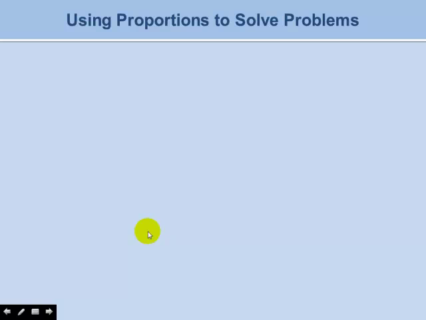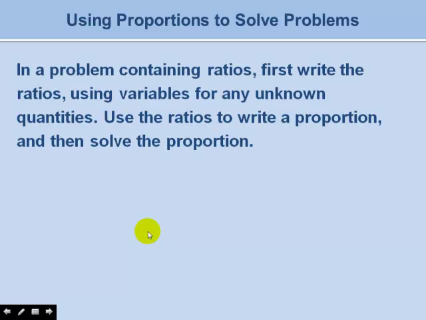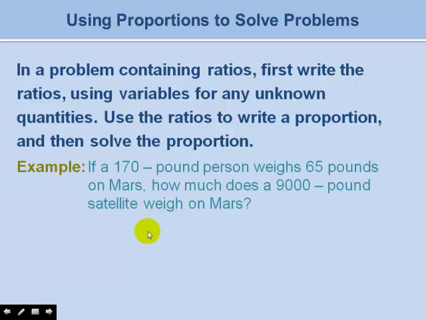Now we're going to look at using proportions to actually solve problems. So if we have a problem containing ratios, then the first thing we'll want to do is to write the ratios and use variables for any of the quantities that we don't know. Then we'll use the ratios to write a proportion by setting the two ratios equal to each other, and then we'll just solve the proportion. Here's an example. If a 170-pound person weighs 65 pounds on Mars, how much does a 9,000-pound satellite weigh on Mars? So our ratios here are going to compare the weight on Earth with the weight on Mars.